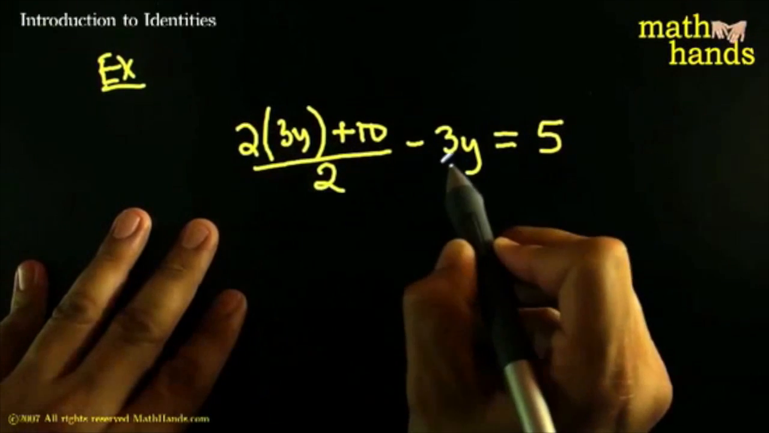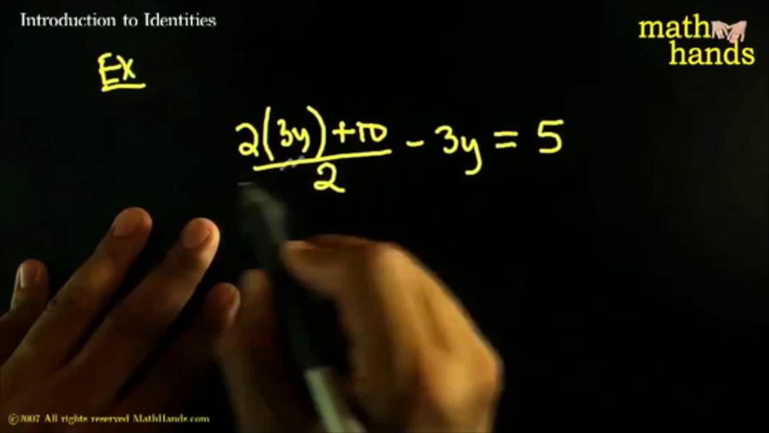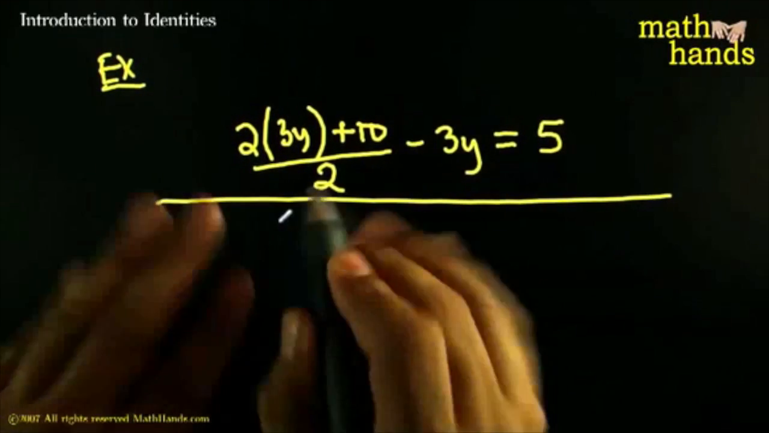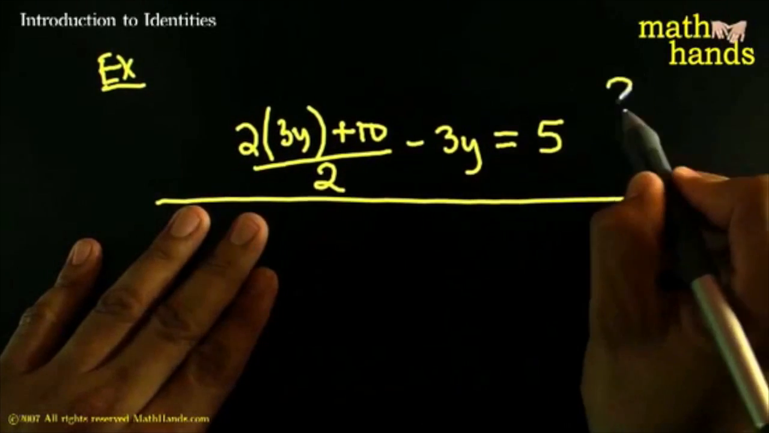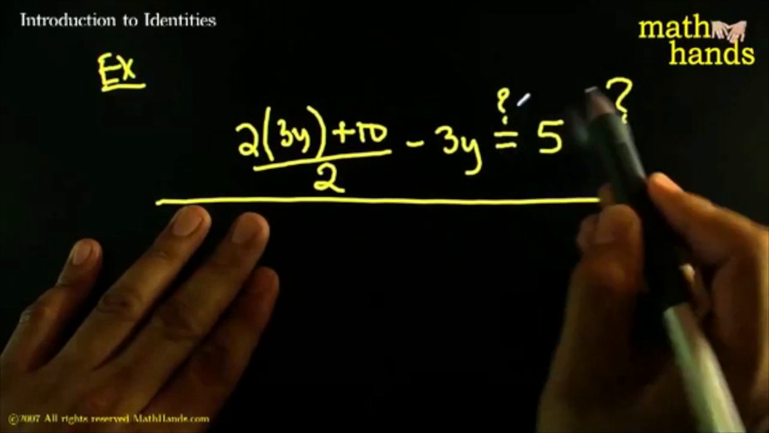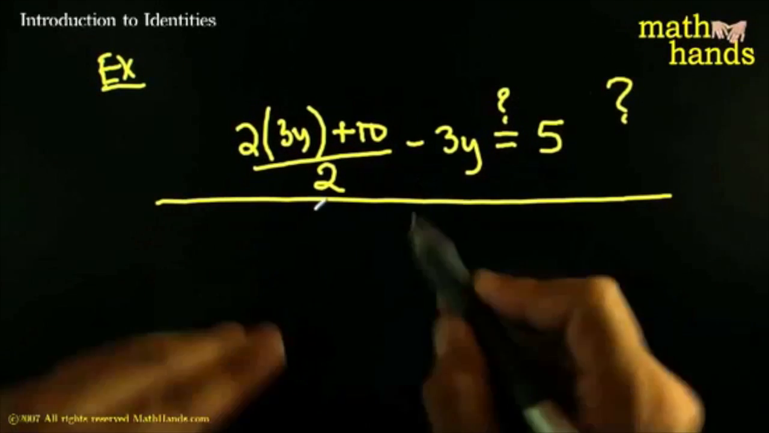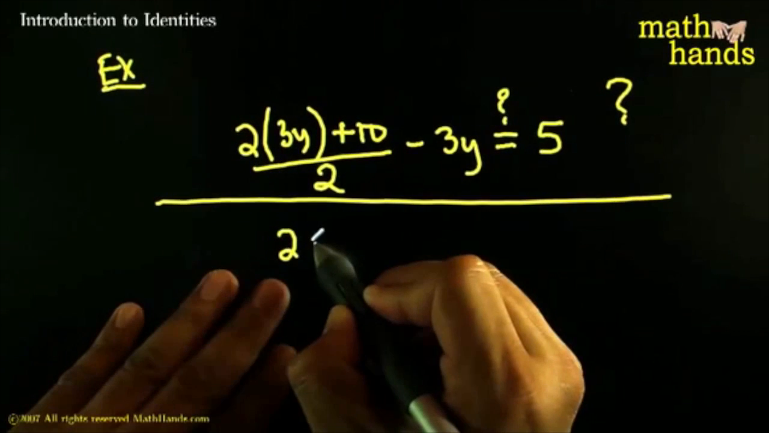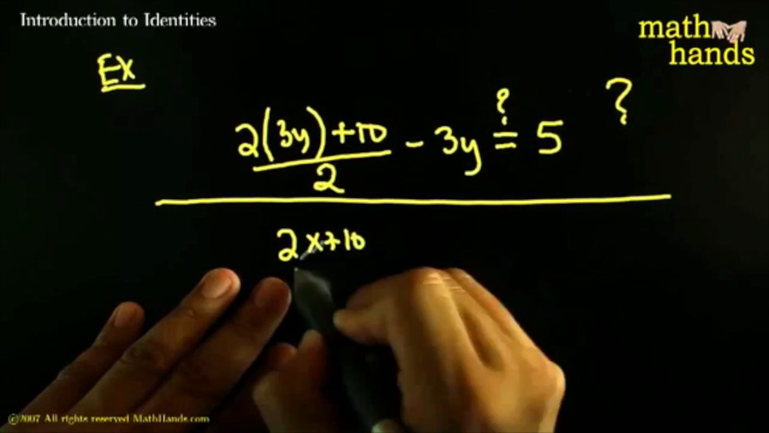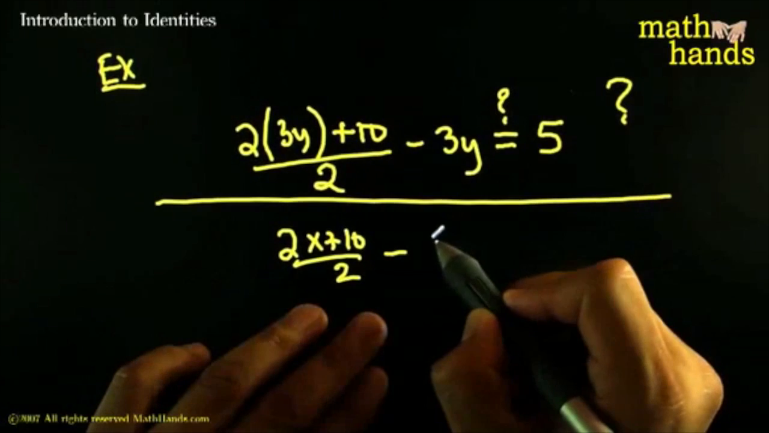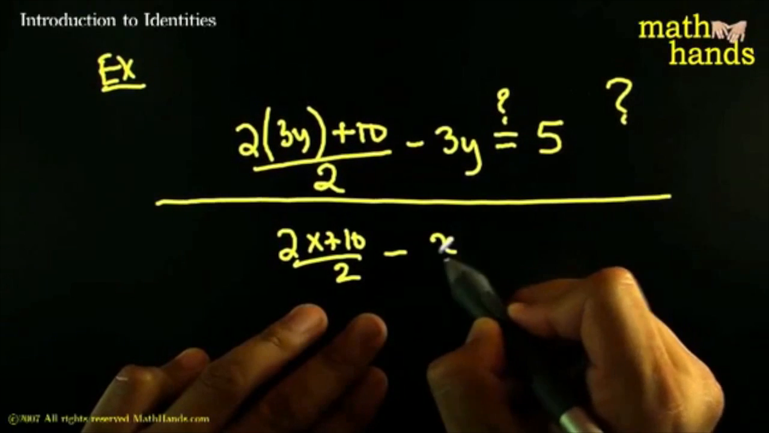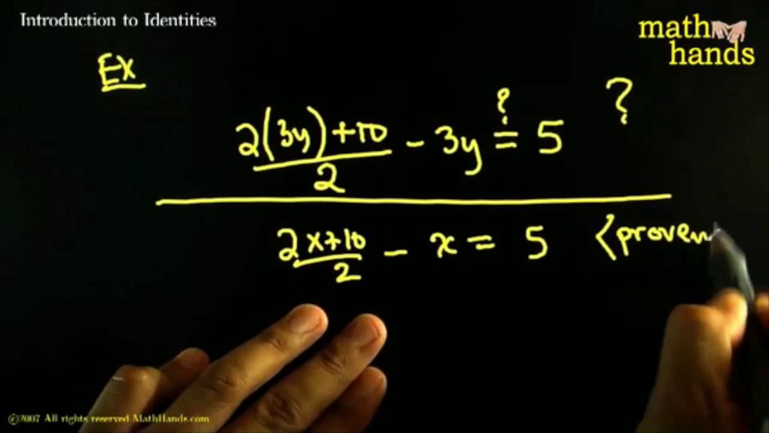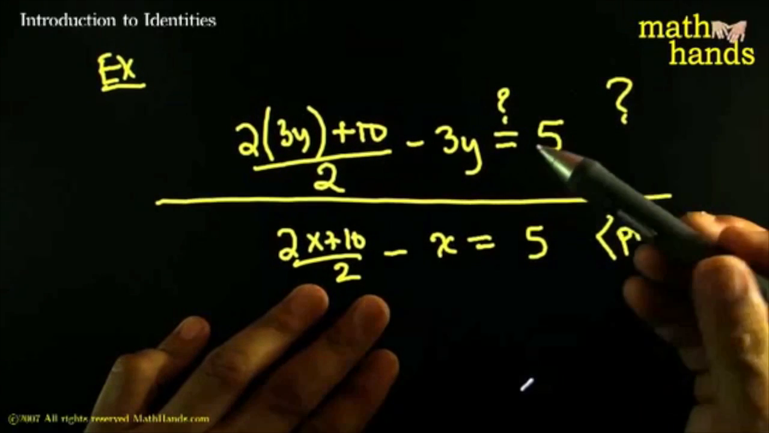So here's a new strategy. Rather than working on each side, you draw a line and say, I'll leave that for later. I don't know if it's equal or not. But I know I can start with something that I've already proven is equal. I've already proven that 2 times x plus 10 all over 2 minus x is equal to 5. This one is already proven. We proved it a couple minutes ago.